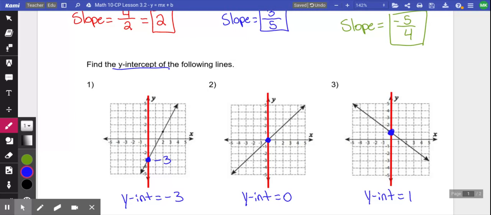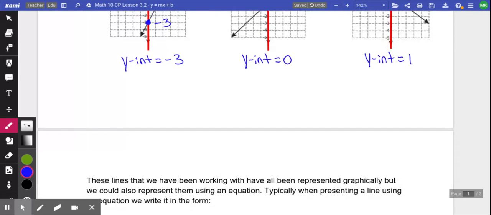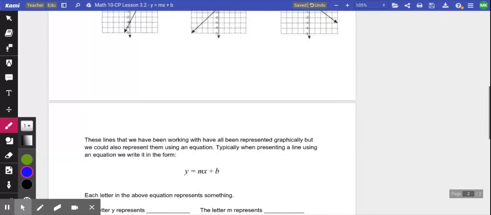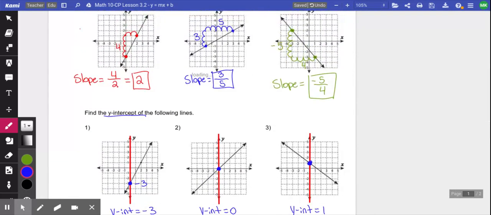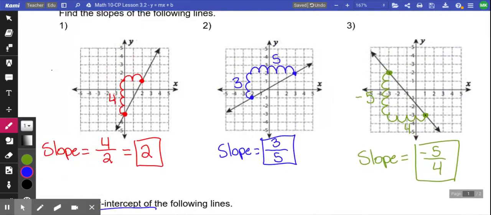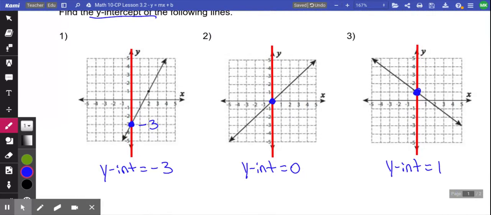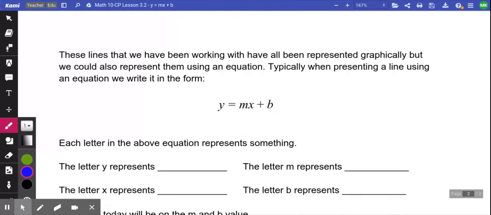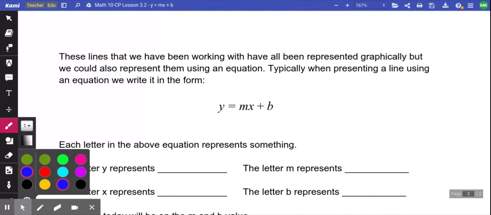Awesome. That was all of yesterday. So that's our slope and our Y-intercept combined. Today, what we're going to do is take these graphs. See these straight lines? We've been finding the slope and the Y-intercept of lines, like these graphs, pictorially. Well, these graphs can also be represented as equations. So we could take those lines and represent them as equations instead of as pictures.